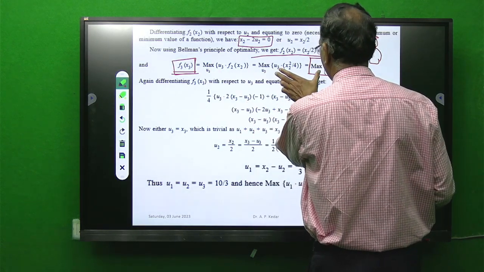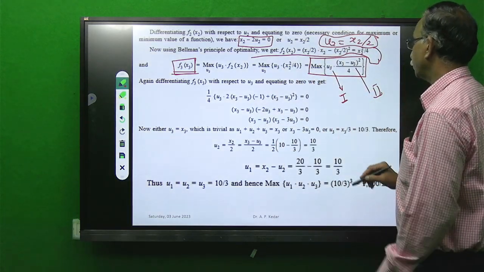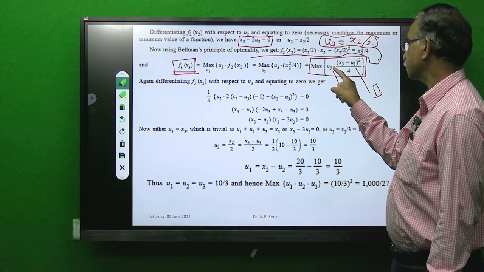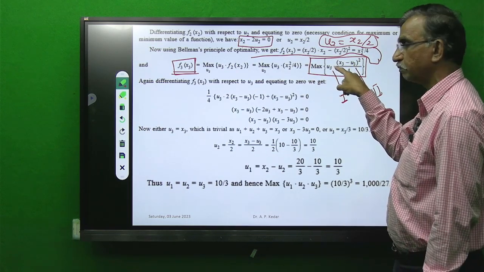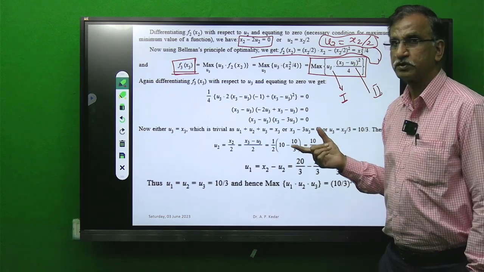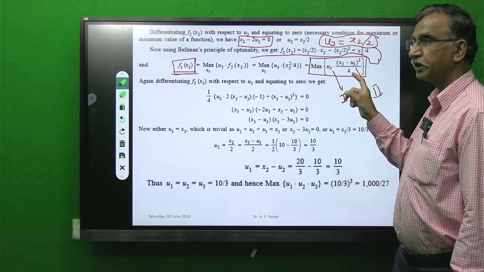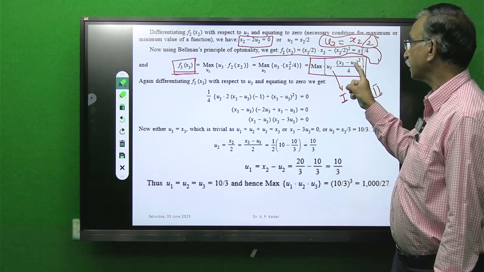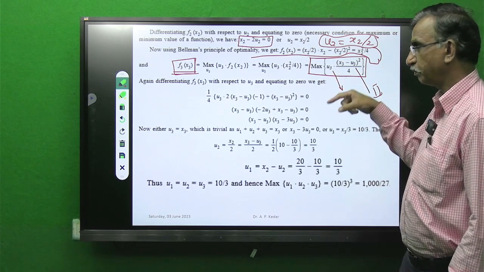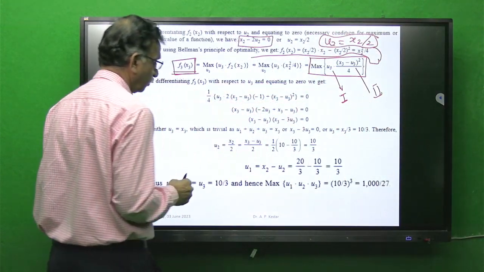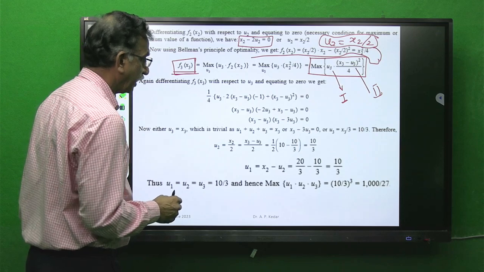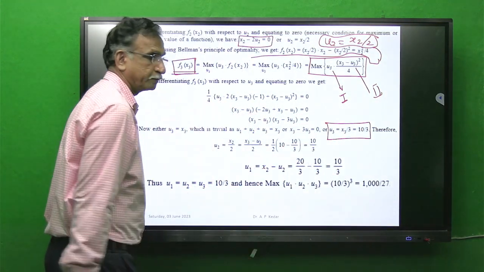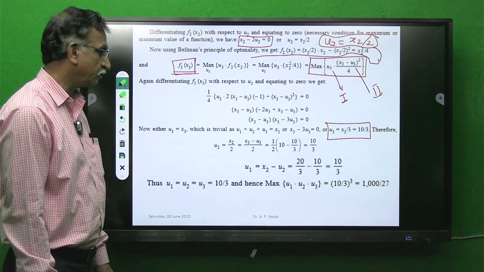So again, to find the value of u3, what do you have to do? We have to differentiate this particular expression with respect to u3, the first function and second function, but there is a product, multiplication. We know the rule of differentiation. When we have multiplication, what do we do? First function into derivative of second plus second function into derivative of first. By doing that logic, we get the value of u3 as 10 by 3.